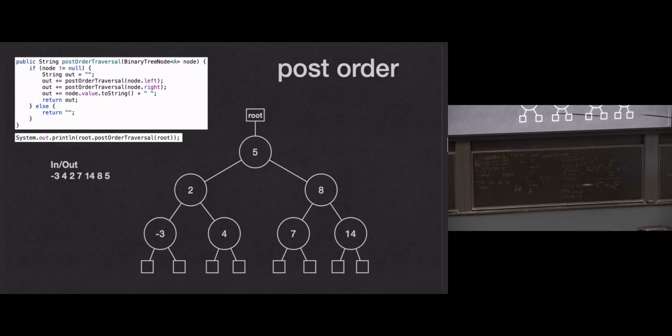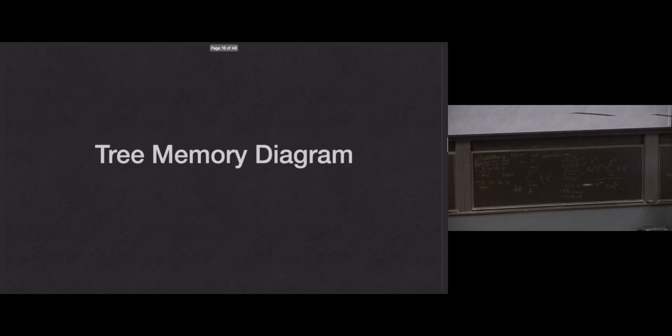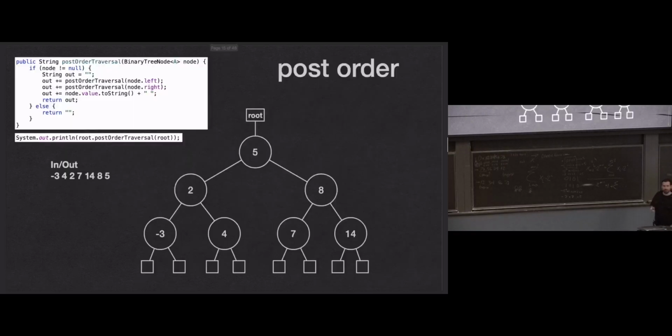All right, questions on this up to this point? Next thing's a memory diagram. That's the structure of a binary tree, how traversals work. The next thing is making it all super explicit with a memory diagram.